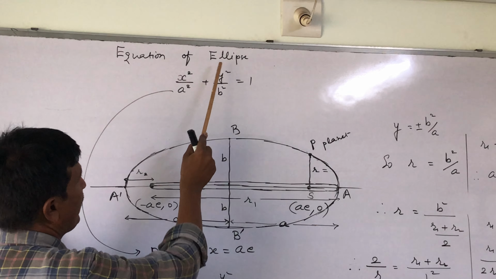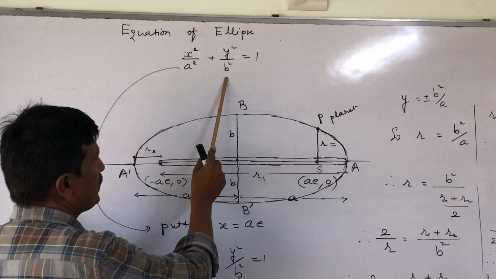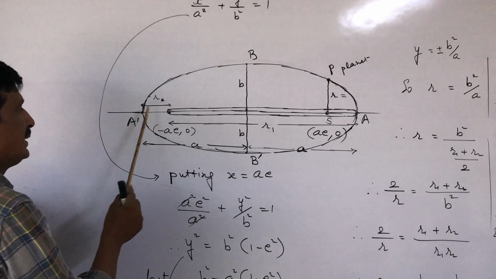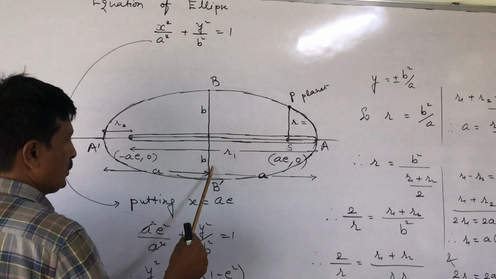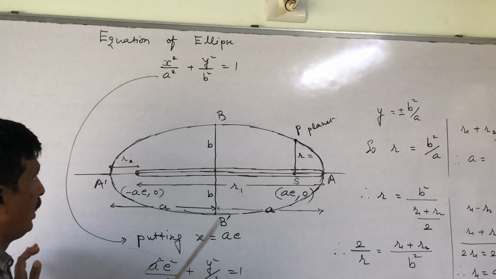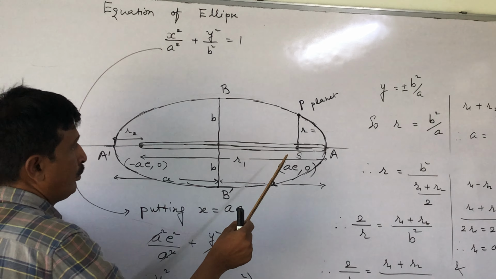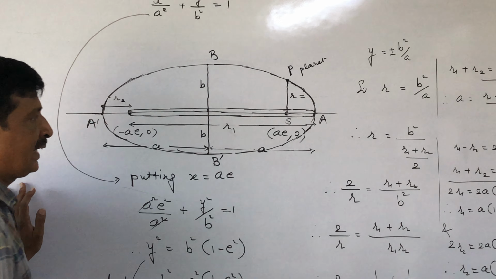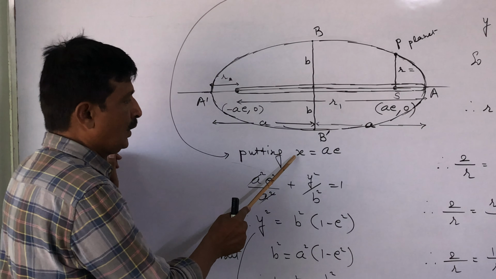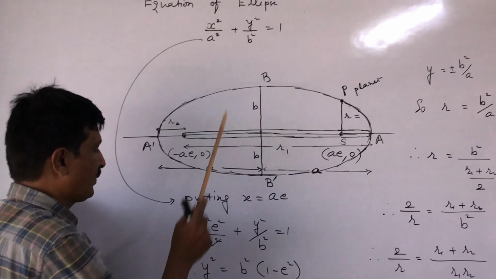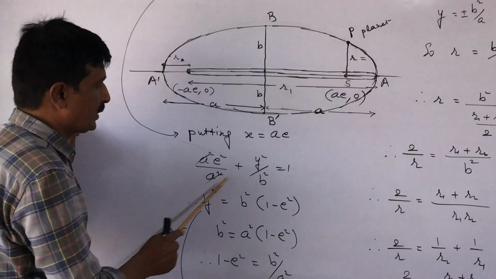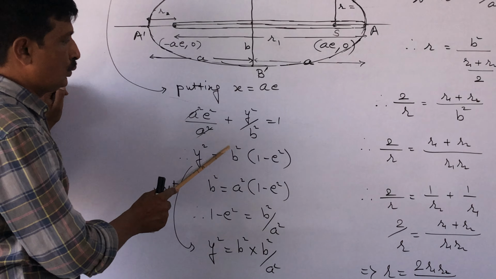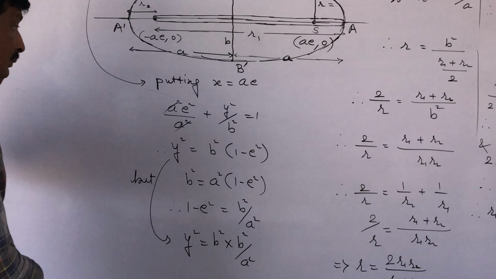We know that the equation of an ellipse is x squared by a squared plus y squared by b squared equals 1. This one is a, this one is a, the same major axis. This one is b, this one is b. But we know that the focus of the ellipse is (ae, 0), where e is eccentricity. So putting x equal to ae in this equation, we get a squared e squared upon a squared plus y squared by b squared is 1. So y squared equals b squared into 1 minus e squared.